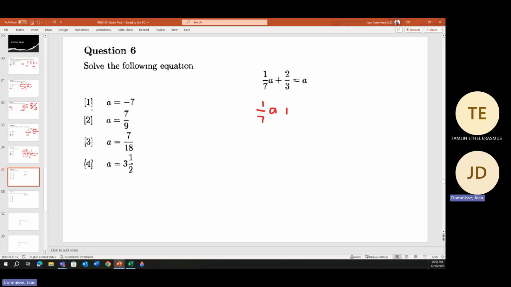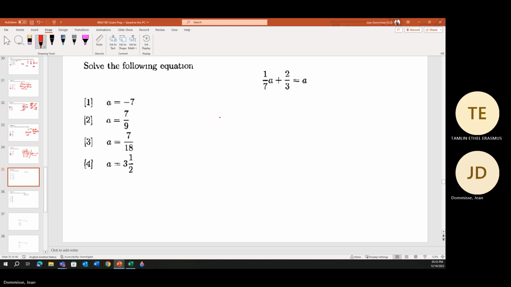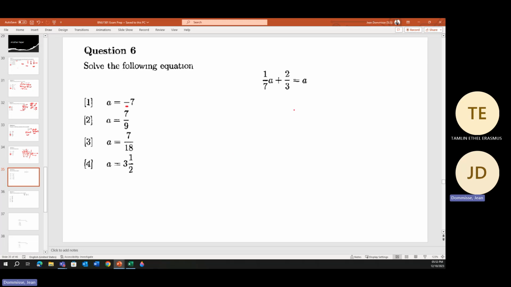So what I would have done is, again, let's take all the positives, or let's keep it positive, because there is a minus there, so I don't want to end up with a minus. So if I take that to that side, it will be 1 minus 1 over 7, so it will be 6 over 7a that's left. And on the other side, we sit with 2 over 3.